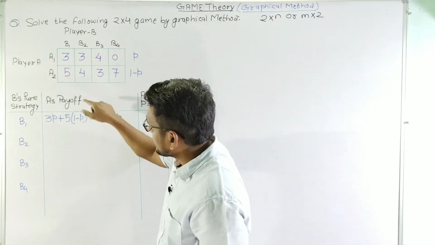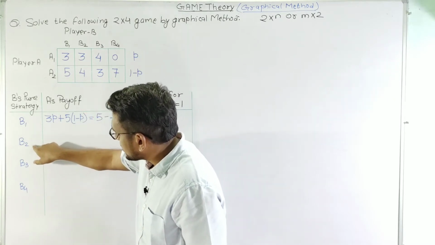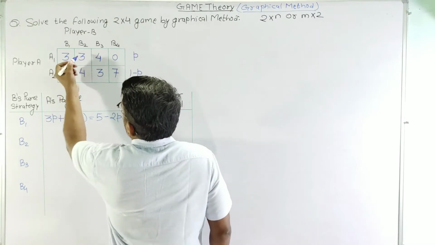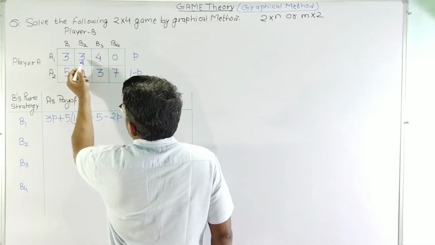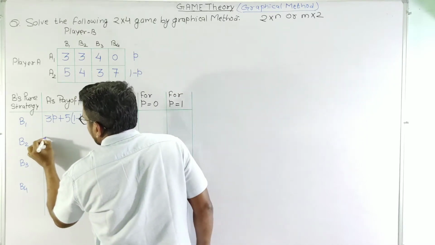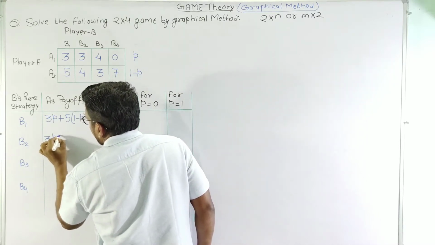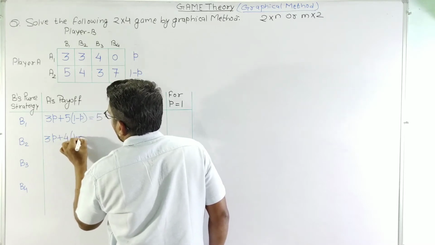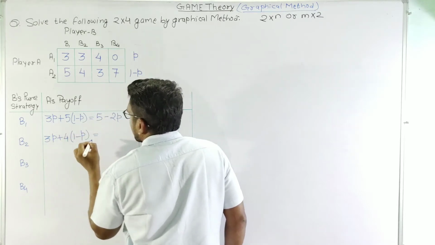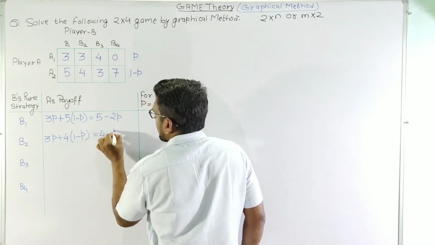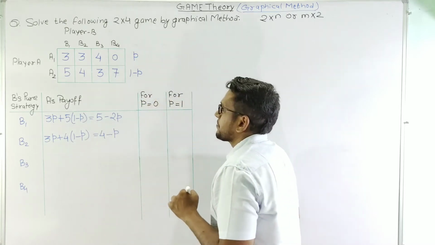Similarly, we will find A's payoff for pure strategies B2, B3 and B4 also. So let us do this. For B2, the A's payoff will be 3P plus 4 times 1 minus P. So this is 3P plus 4 times of 1 minus P, and this is equal to 4 minus P.